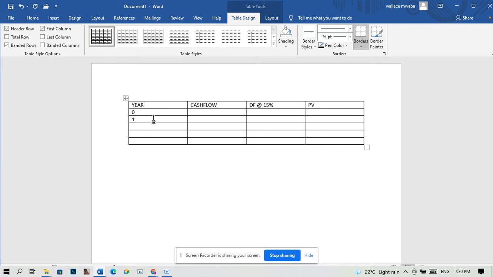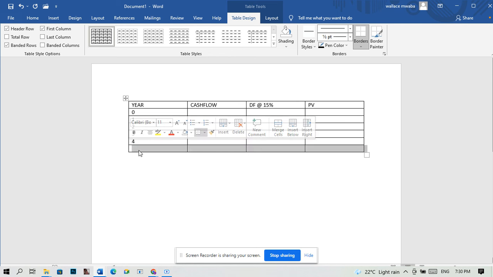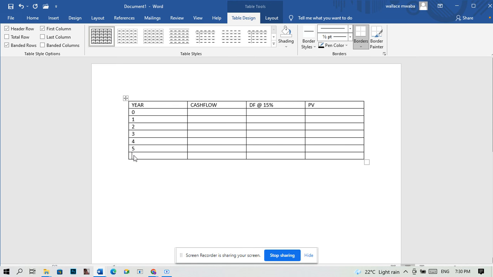So we're going to put 0, 1, 2, 3, 4, 5, and 6. In year zero, we are investing. So this 600 will be negative because it represents a cash outflow. We're investing $600, so it will be negative. Then year one, we have 100. We expect to receive $100 at the end of year one. End of year two, 150.